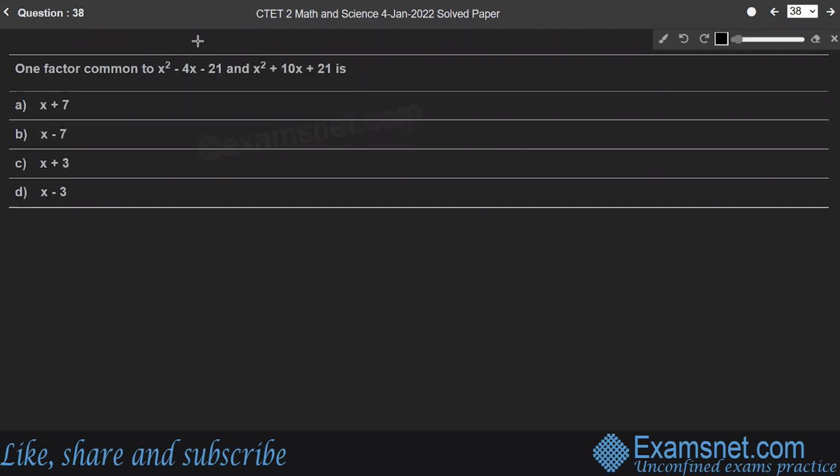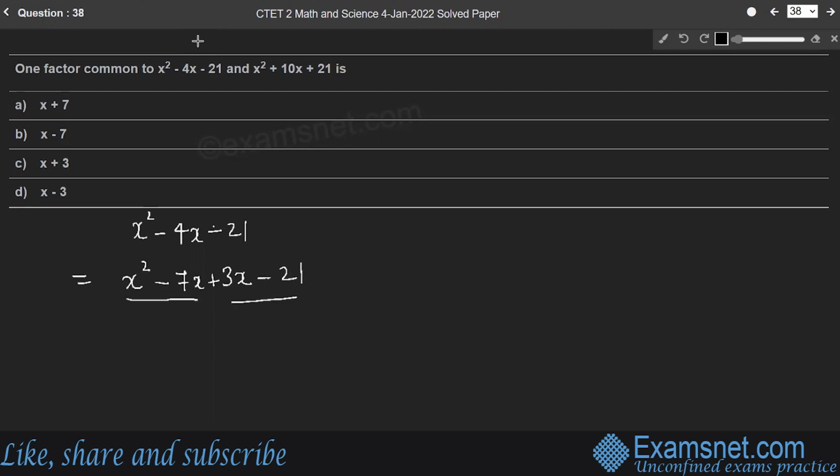Question number 38. One factor common to x square minus 4x minus 21 and x square plus 10x plus 21 is. Let us find the factors of these two separately. X square minus 4x minus 21 is equal to, so minus 4x can be written as minus 7x plus 3x. So that 7 into 3 becomes minus 21.